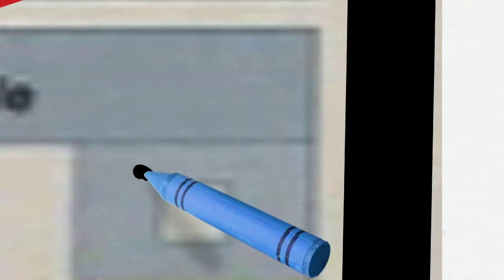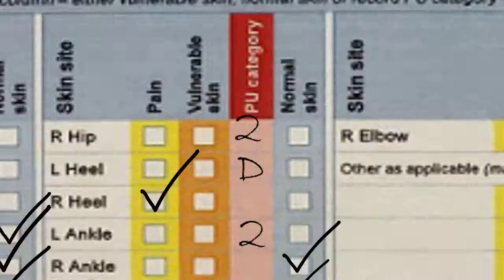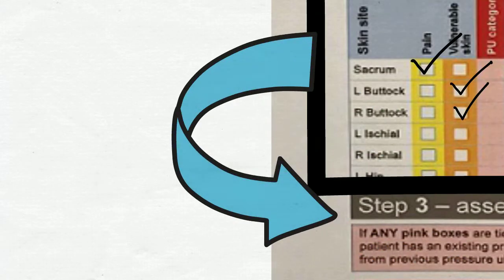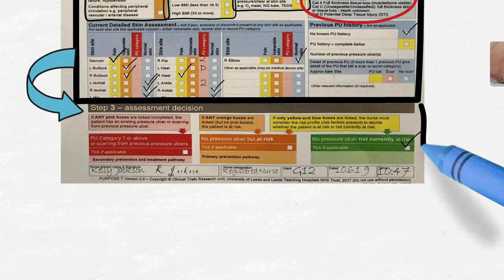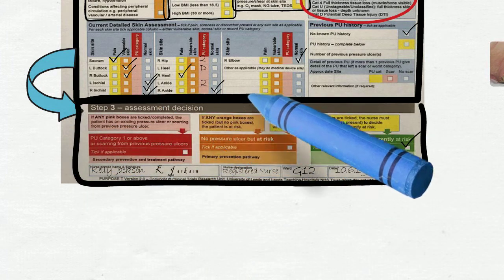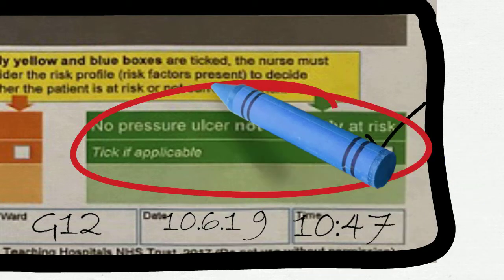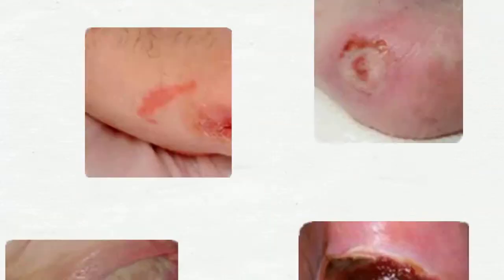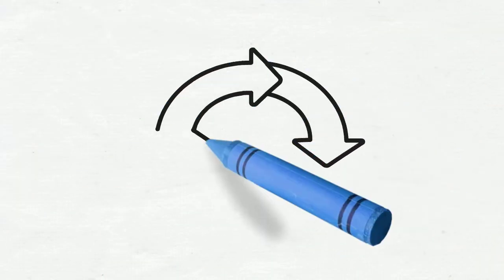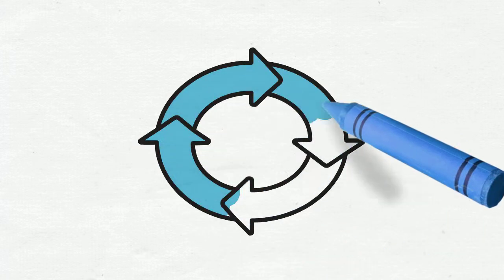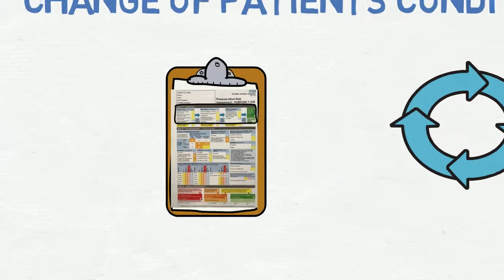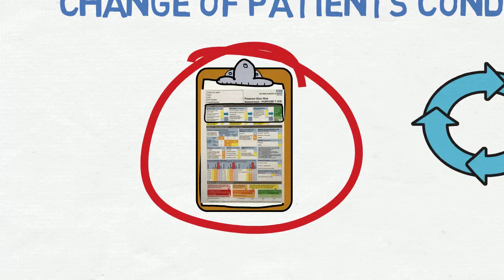Once step 2 is completed, move to step 3, assessment decision. If only blue boxes have been ticked, no further action is required at this time, and reassess the patient in 1 week, on Purpose T Tuesday, or again if the patient's condition alters in the following categories: mobility status, skin status, or clinical judgments.